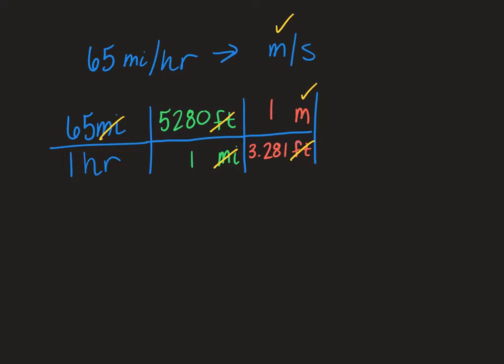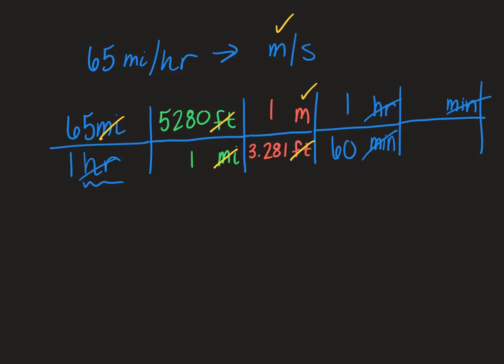Now we need to change our hours into seconds. So we've got an hour on the bottom, so we need hour on top. You can go from hours to minutes or minutes to seconds. Just to get the hang of this, let's go from hours to minutes. We know that 1 hour is 60 minutes. And then to get rid of minutes, minutes has to go on top now to cancel it out here. And we got rid of our hours. And then we need seconds on the bottom, and we know that 1 minute is 60 seconds.